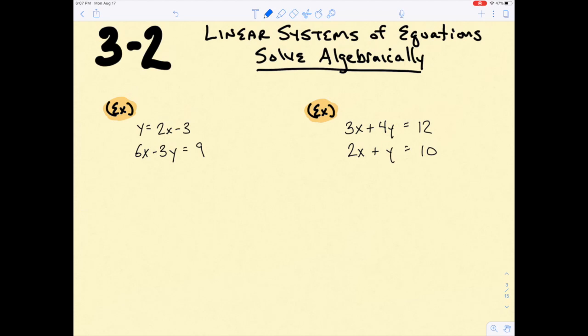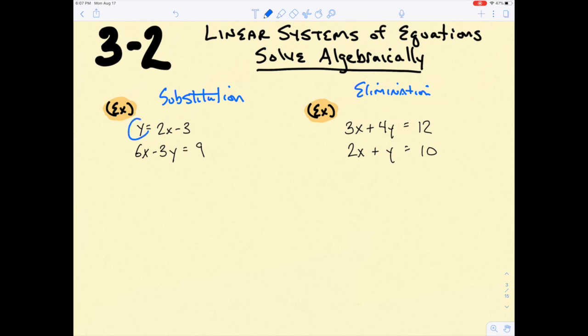When solving algebraically, we up to this point have solved using substitution or elimination. And you may have a personal preference one way or the other. For me, I don't really have a preference. I look at the question and try to identify the best problem and solution process.